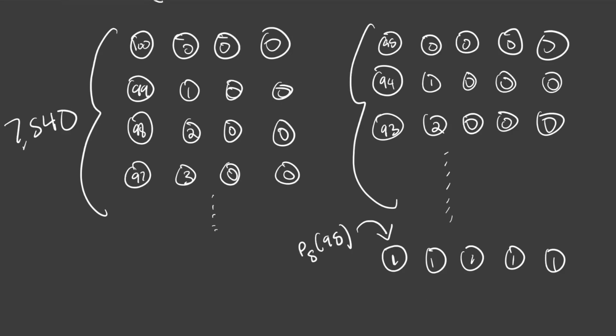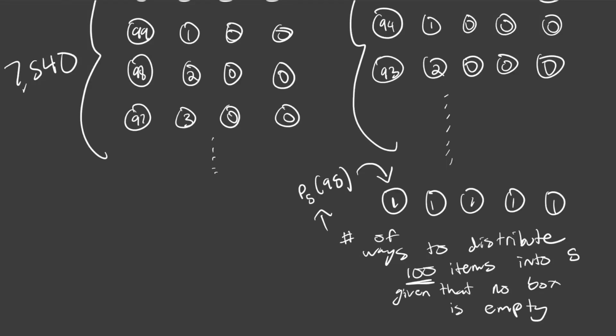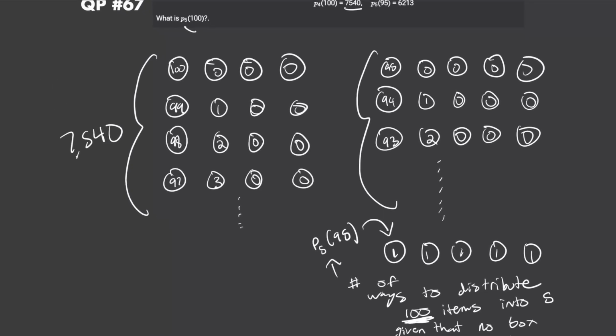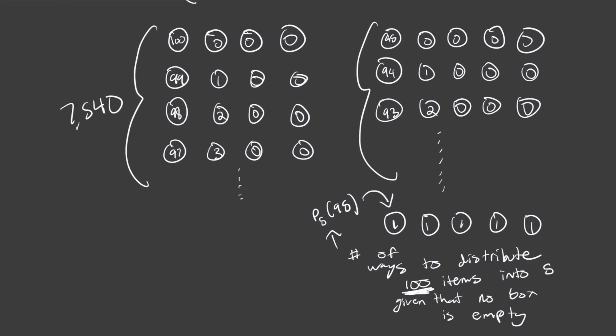Right, this is basically what we did in Quantipus number 82. So let me just restate that. If we do it this way, where first we distribute 1 item to each box, and then we distribute 95 items to these 5 boxes after that, well then that's just going to be the number of ways to distribute 100 items into 5 boxes, given that no box can be empty. And what are we trying to find? Well, we're just trying to find p sub 5 of 100, which is the number of ways to distribute 100 items into 5 boxes unrestricted. So if these are the number of ways where no box is empty, well then we need to add back on the number of ways where a box could be empty.